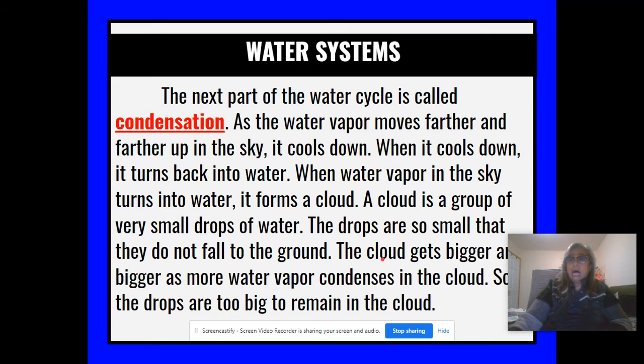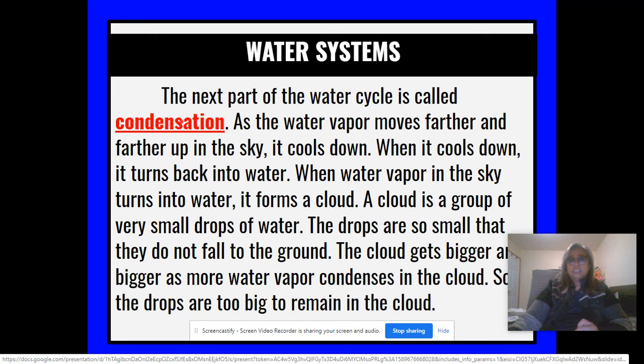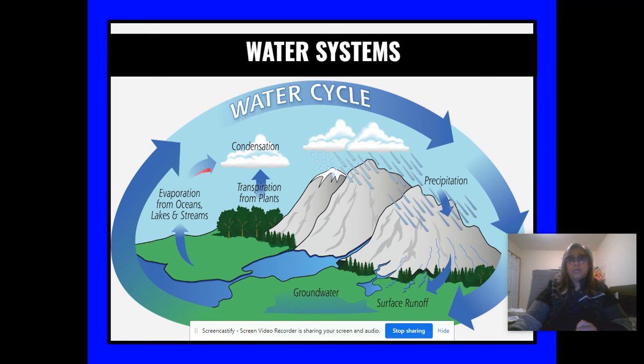But then the cloud gets bigger and bigger as more water vapor condenses in the cloud. So some of the drops are too big to remain in the cloud, and that's condensation, right? Again, on our visual, this is what happens. So it collects on the clouds, but the clouds get bigger and bigger, and what happens next?